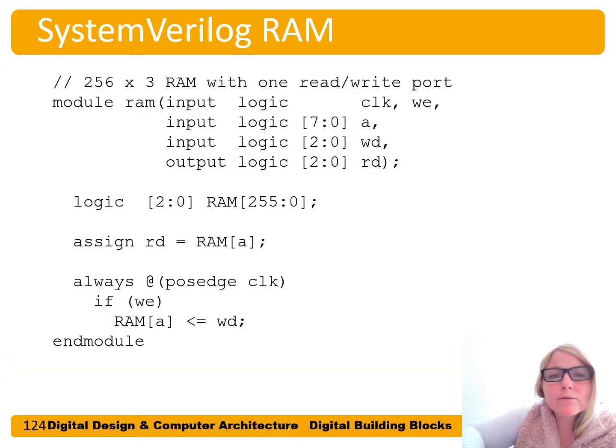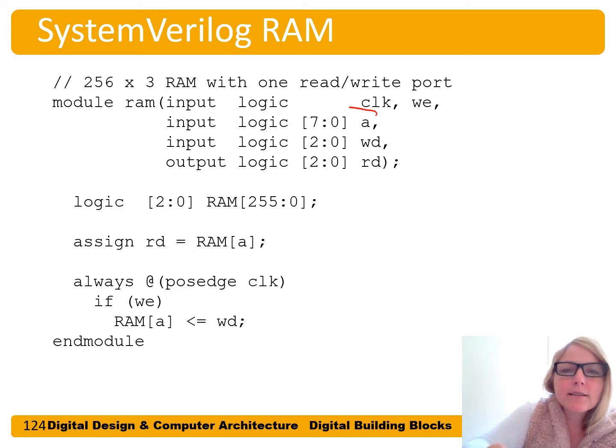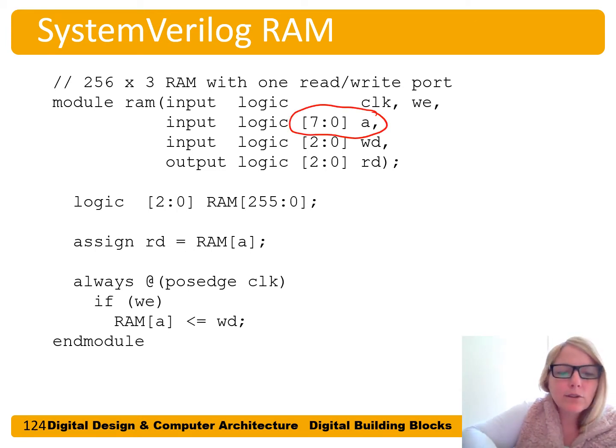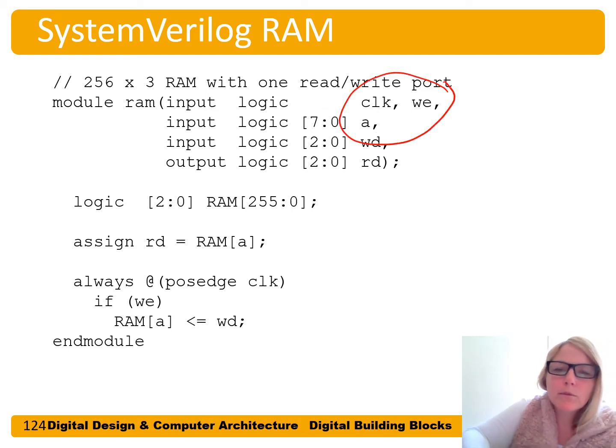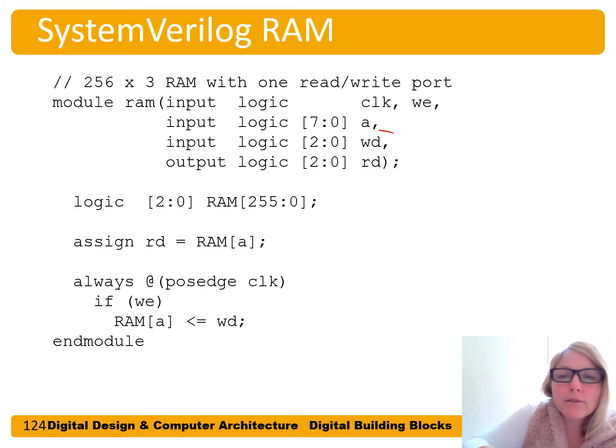So let's show the SystemVerilog for our memory arrays. This is a 256 by 3-bit RAM. The word size is 3, and our address size is 8. So we have 2 to the 8, that's the depth, 2 to the 8 words, or 256 words. And we have our inputs: clock, write enable, A, and write data.